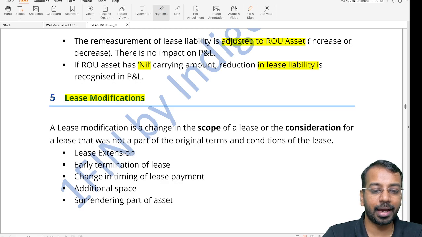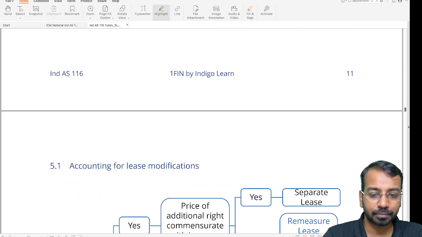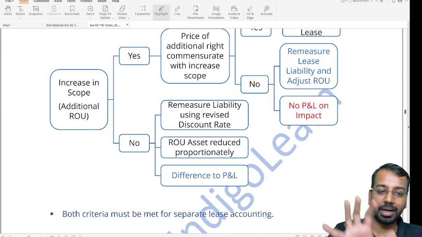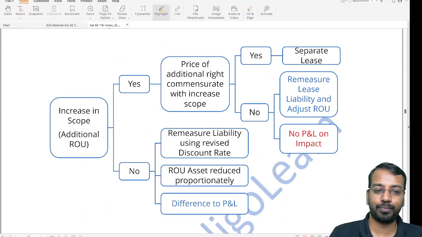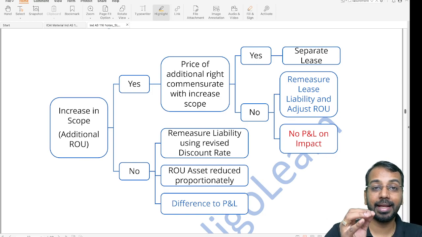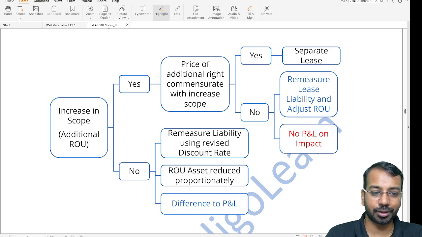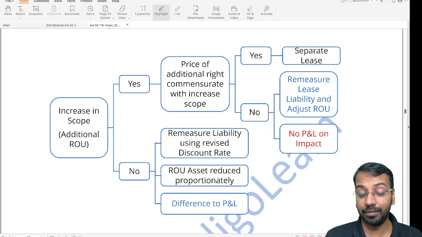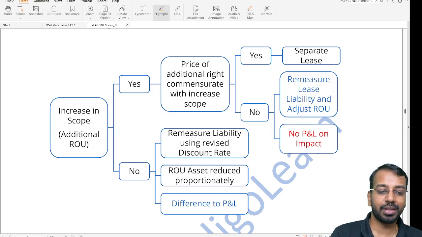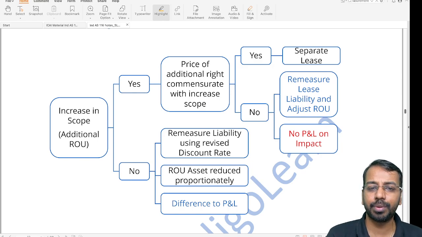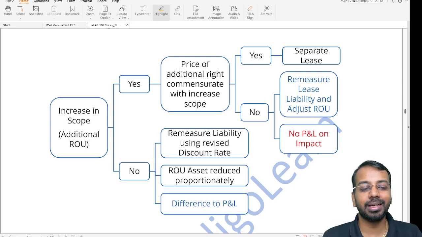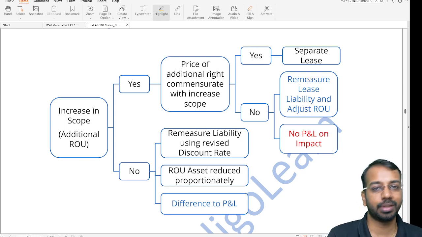Now, coming to the accounting part of lease modification, understand this chart, you are through. You have to understand this chart, you are through. How do we account for lease modification? First check that you have to do, and listen to this very, very carefully. First check you have to do whether there is an increase in scope. Increase in scope means there is a new right of use asset. Floor area increased. One more asset is under the lease. Earlier, I had taken one floor, now I have taken two floors. That is called increase in scope or additional right of use asset.